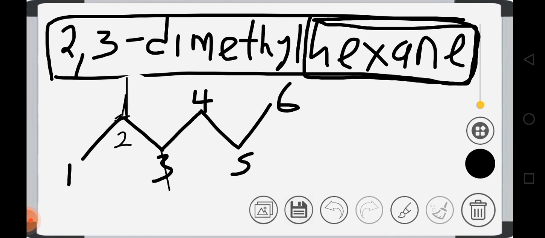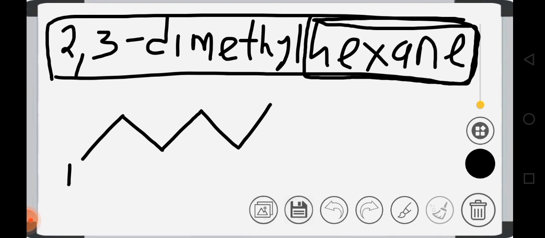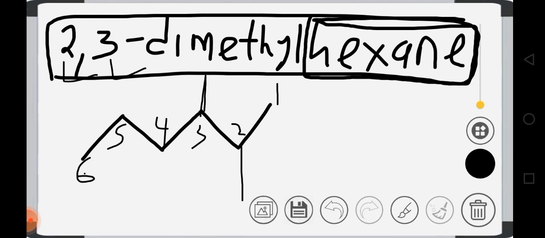So you can also write it this way. If you decide to write it this way, you start counting from this end: 1, 2, 3, 4, then number 6. After numbering, you have one methyl group at number 2, so you put one line here. You have another methyl group at number 3, you put another line there. That is all. You can also see it this way. Let's take another question now.